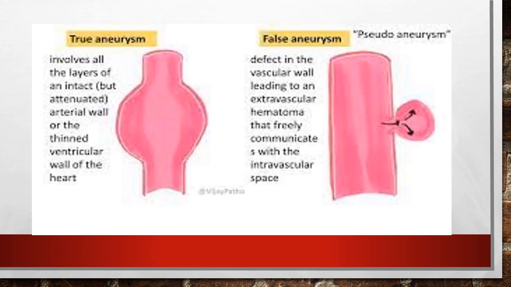There are two types of aneurysm, true aneurysm and false aneurysm. True aneurysm occurs when all the layers of an intact but attenuated arterial wall are equally dilated. And false aneurysm, also known as pseudoaneurysm, is just a defect or a hole in the vascular wall that leads to accumulation of blood, and it looks like an aneurysm, but it is a pseudoaneurysm.